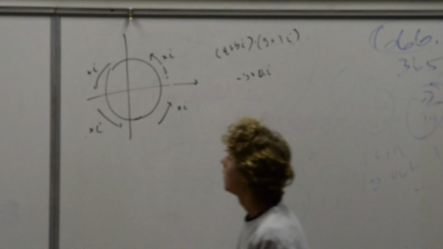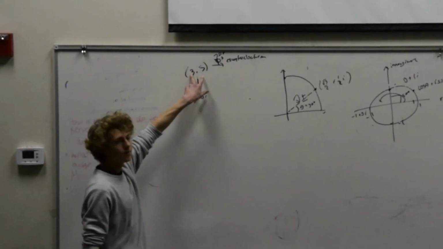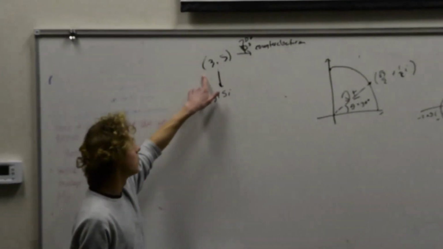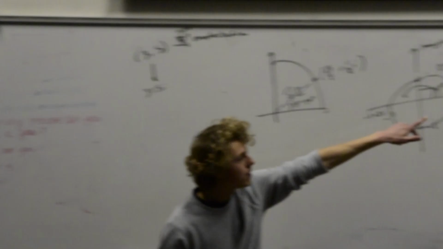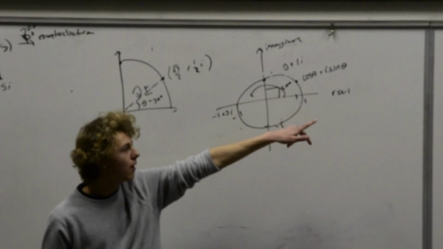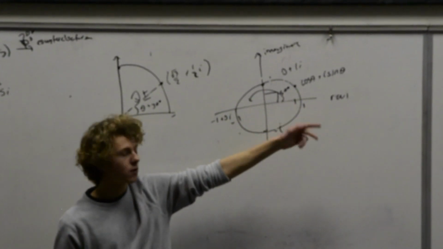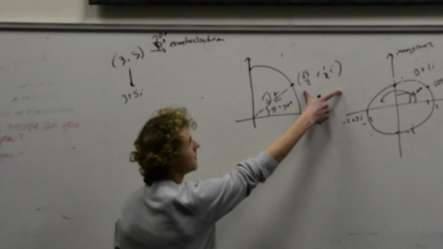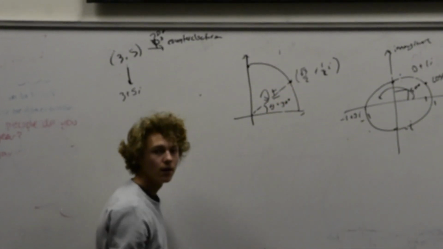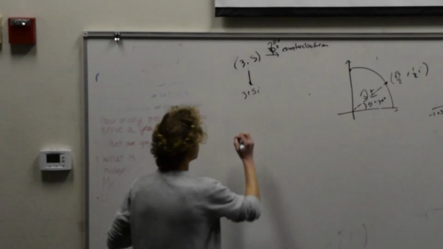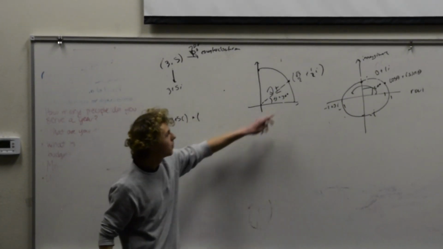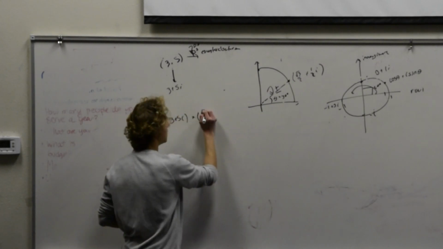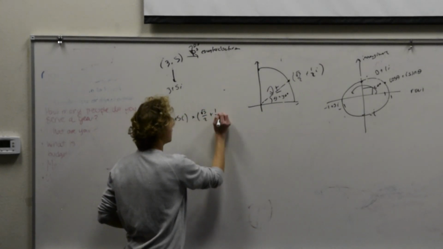So now, to go back to this problem, what if we wanted to rotate the point 3, 5 by 30 degrees counterclockwise? Well, here we multiplied it by the initial number on the unit circle that was 90 degrees away. But now we're going to multiply it by this number that's 30 degrees away. And so 3 plus 5i multiplied by our point here, root 3 over 2 plus 1/2 i.